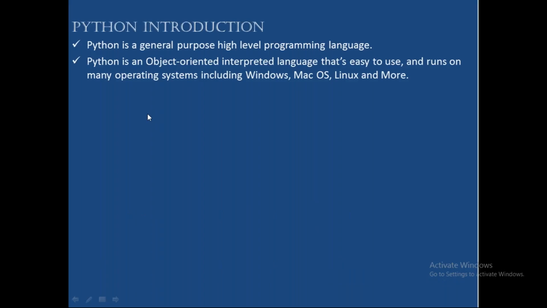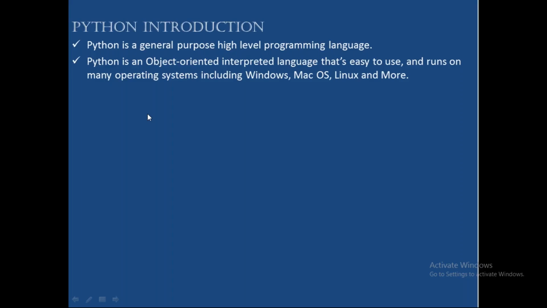Python is an object-oriented interpreted language that's easy to use and runs on many operating systems, including Windows, Mac OS, Linux, and many more. Okay, so first here we have multiple terms. Who is going to convert from high-level programming language to low-level programming language? In any language, what happens? You have something called compilation. You are going to compile the data, isn't it? When you compile this, high-level programming language code will be converted into low-level programming language.